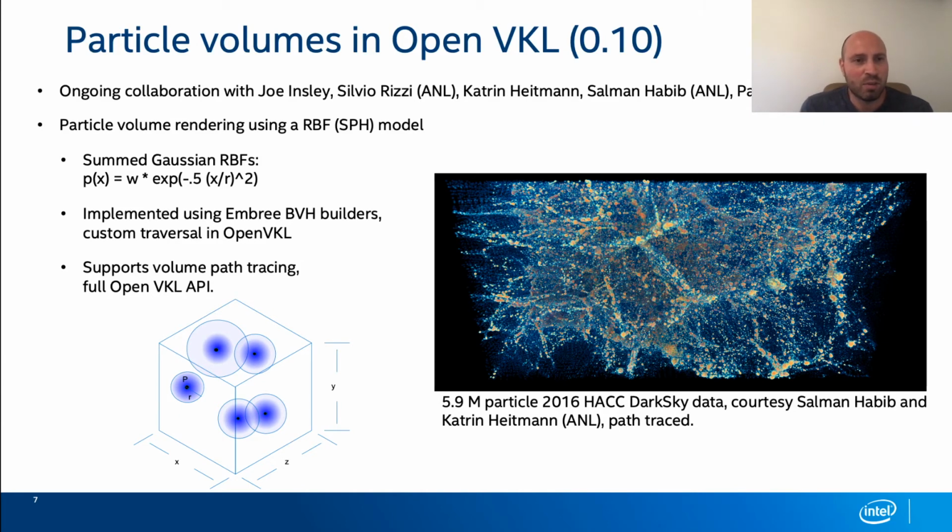And they're really a scalar field that's defined as the sum of Gaussians, as you can see. This is implemented in OpenVKL using Embree BVH builders and then traversed in a custom traversal inside OpenVKL. And what's great about this is that it supports volume path tracing using the full OpenVKL API. So it's like any other volume that you'd have in OpenVKL. And here we have an image of relatively small, roughly 6 million particle Dark Sky HACC data, volume path traced in OpenVKL.